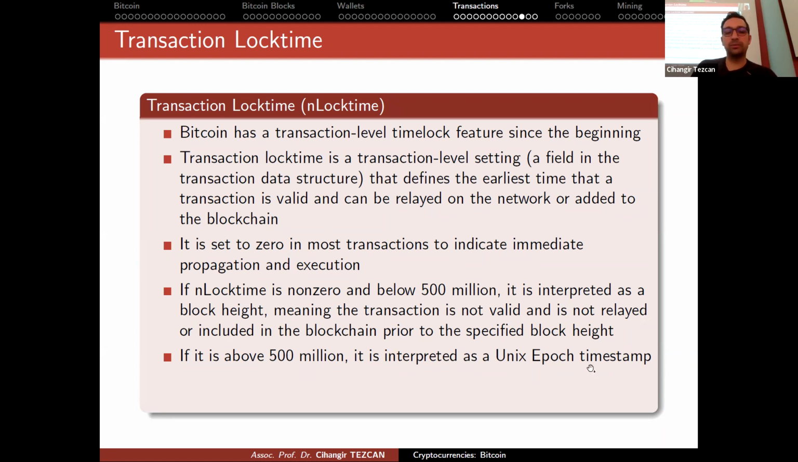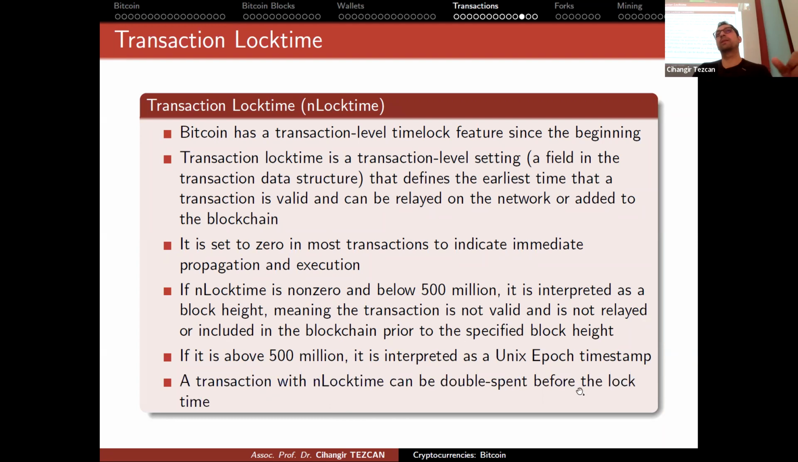Okay, so a transaction with unlock time can be double spent before the lock time. This is the important part. So whenever you sign a transaction saying that this transaction will be valid after this block, and before that block height is reached, you can spend it so that that transaction becomes invalid.